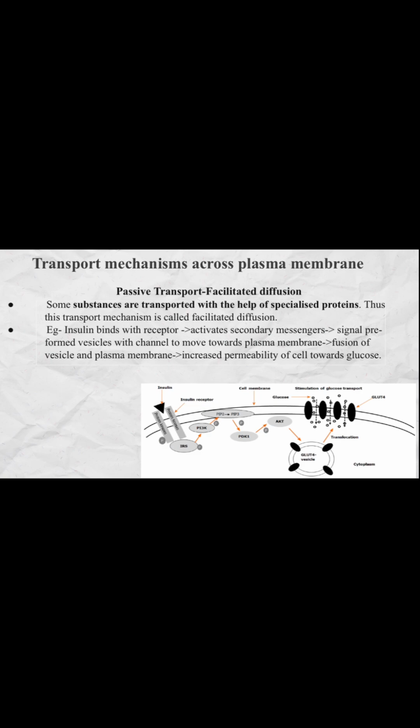For example, insulin binds with the receptor, then activates secondary messengers. Secondary messengers will signal preformed vesicles with channel to move towards plasma membrane, and fusion of vesicle and plasma membrane will occur, which will increase the permeability of cell towards glucose. Coming to the active transport, we get primary active transport and secondary active transport.